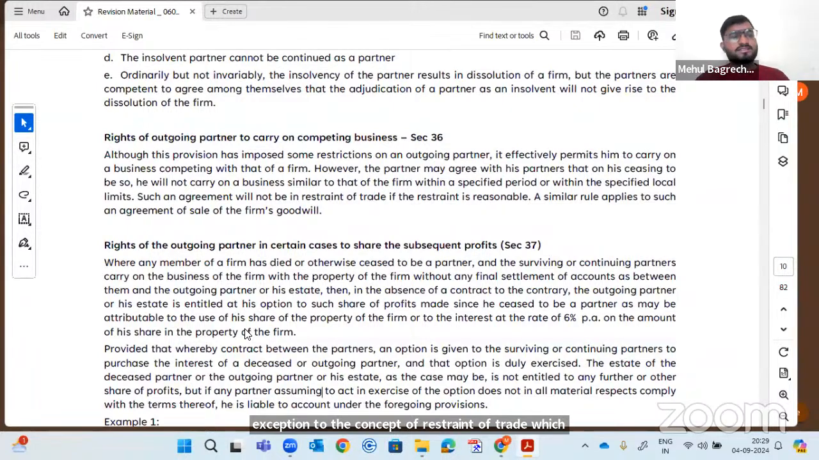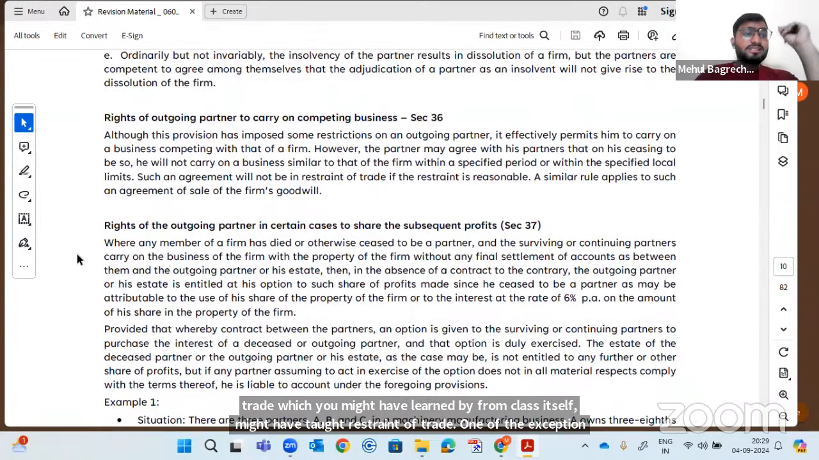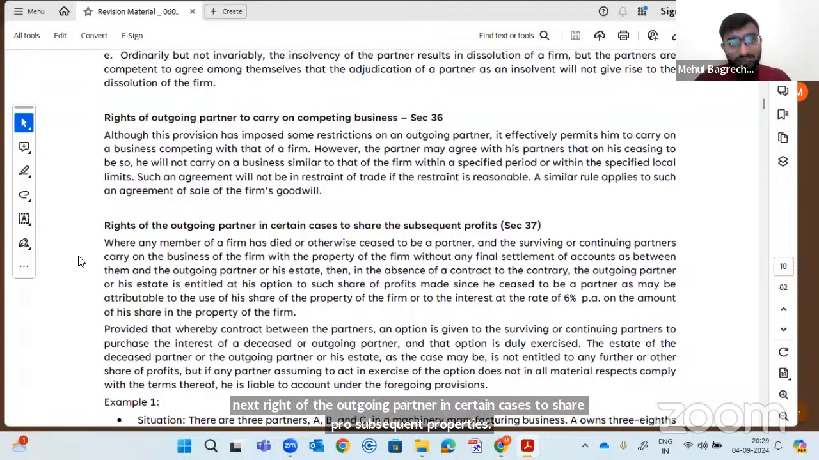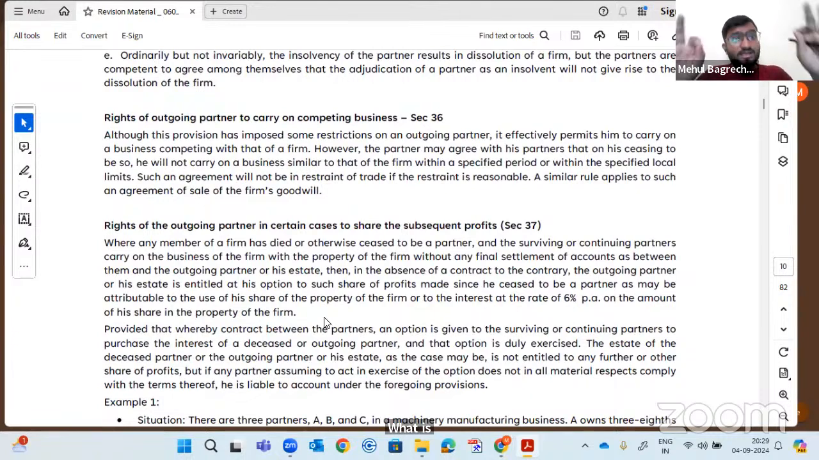Next, right of the outgoing partner in certain cases to share subsequent profits. What is this? In a scenario where I've left the partnership firm, am I still going to get a share in the profits after my exit? Yes, provided your accounts are not settled. If your accounts are not settled, then you will be entitled to get a share in the profits.